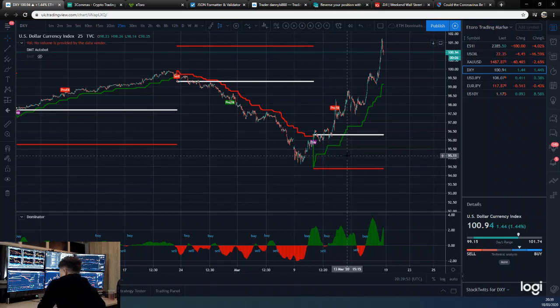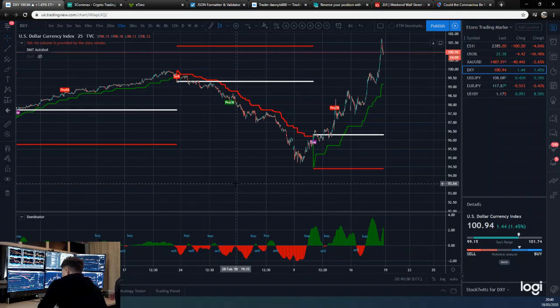So yeah, just showing you some oil and dollar index trades based on our indicators, and I hope you guys found that useful.